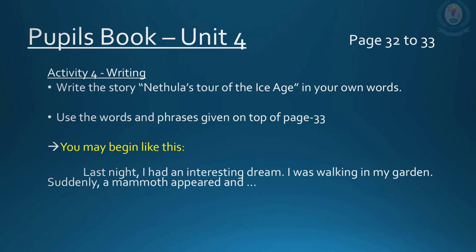Next we will look at activity number 4. We will not be doing activity number 3 because it is a speaking exercise, but we will touch on the topic that is given in activity number 3 in activity number 4. Activity number 3 is basically talking to the class regarding a dream that you saw, and in activity 4 we are going to develop a story using the words that are given. Again, we are referring back to Nethula's tour of the Ice Age. So you have to write in your own words, not the same story that is given in the textbook, but you have to use the words on page number 33 and develop a story that is similar to Nethula's tour of the Ice Age.